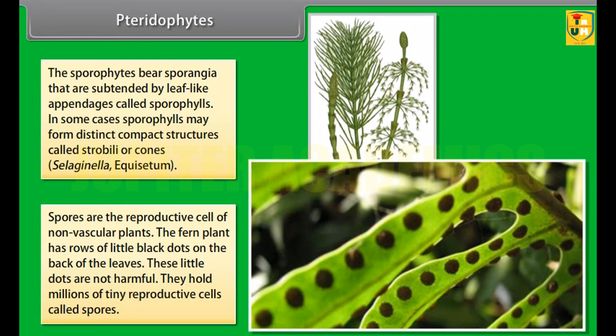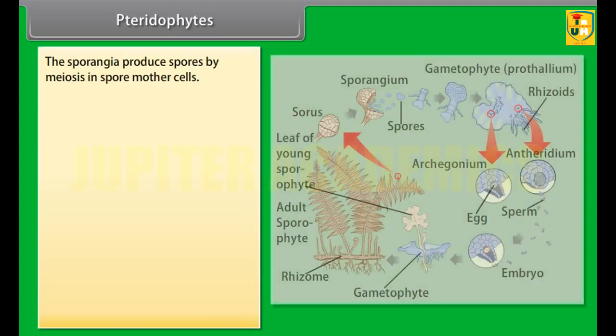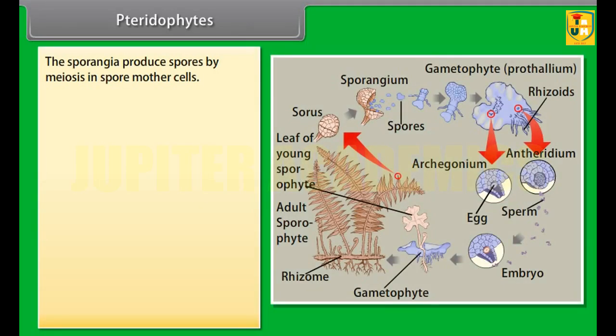The fern plant has rows of little black dots on the back of the leaves. These little dots are not harmful. They hold millions of tiny reproductive cells called spores. The sporangia produce spores by meiosis in spore mother cells.